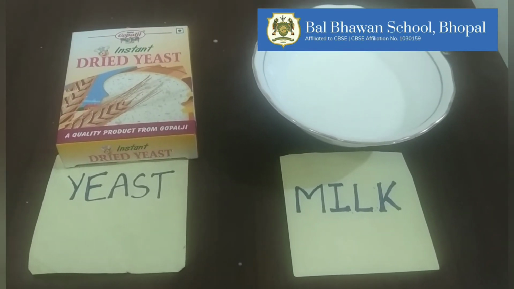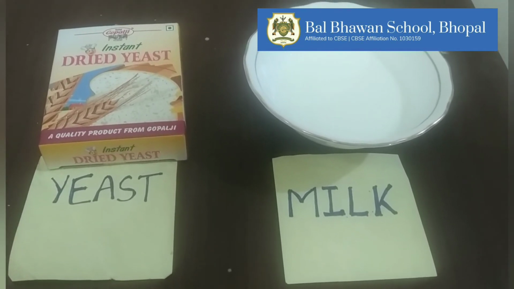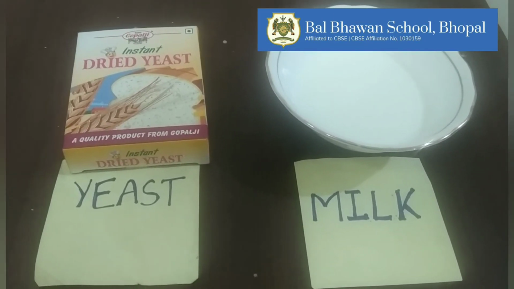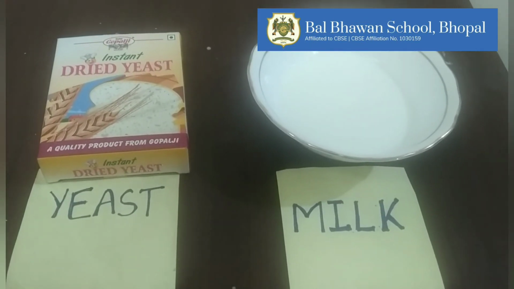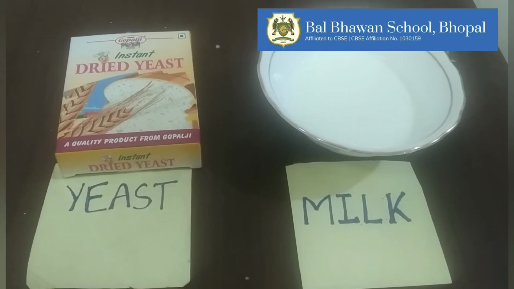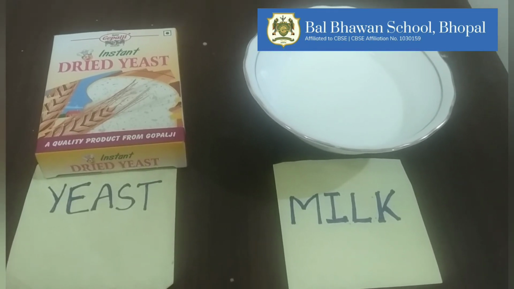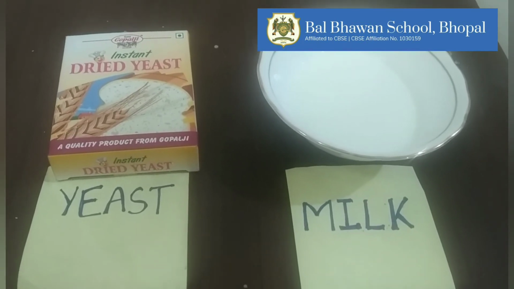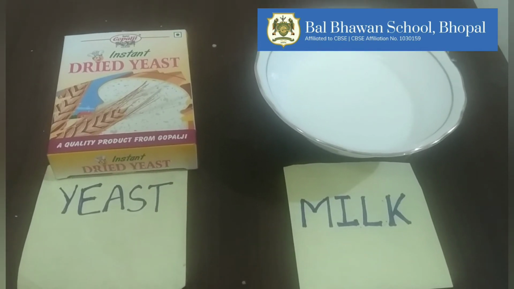I have also taken warm milk here. You have to add a spoonful of yeast powder in that warm milk and leave it for 15 to 20 minutes. It will start reacting, and then you can add this paste into your wheat flour or all-purpose flour, whichever you are using for making your breads or buns or pizza. It will make them soft and fluffy. Okay, so let's do this.